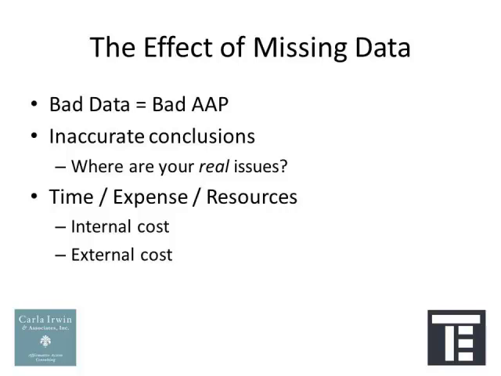With respect to the external cost, if you're working with a consultant, or somebody outside of your organization, whether that's an AAP expert or a statistical consultant or an employment lawyer, there's going to be significant time and expense involved in going back to you to ask, why is this data point missing? What's the race for these 5 people?